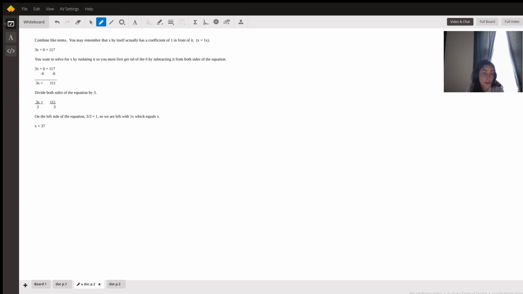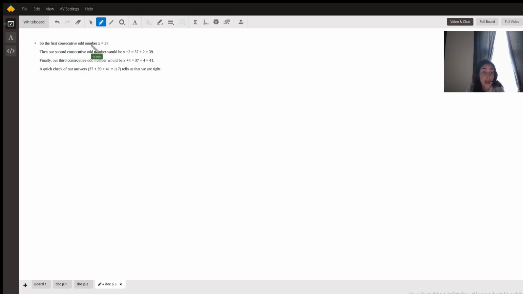Again, you're trying to get the x by itself. It's not by itself; it's with the 3 right now, multiplying 3 times x. So to get the variable by itself, you want to do the inverse operation. When you're multiplying, the inverse operation is division. So you're going to divide both sides by 3. On the left side of the equation, you have 3 over 3, which is equal to 1. So that simplifies to 1x, or x is equal to 37.